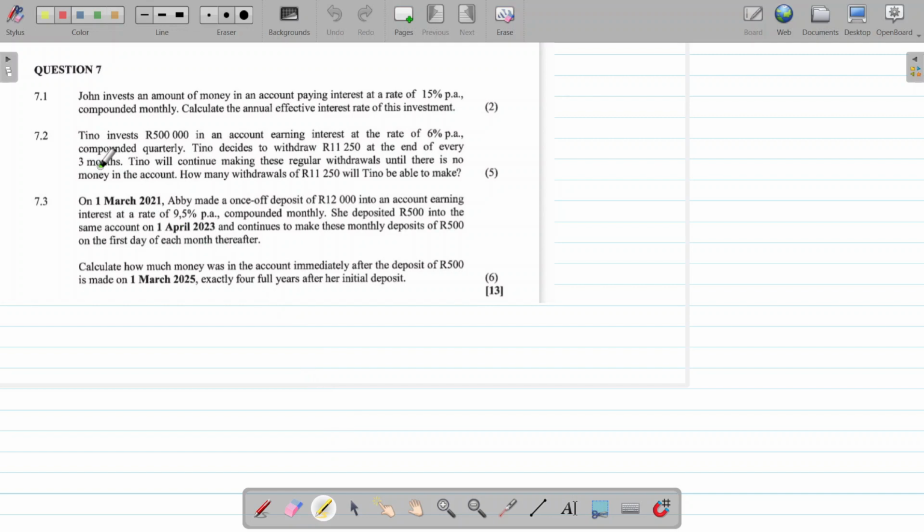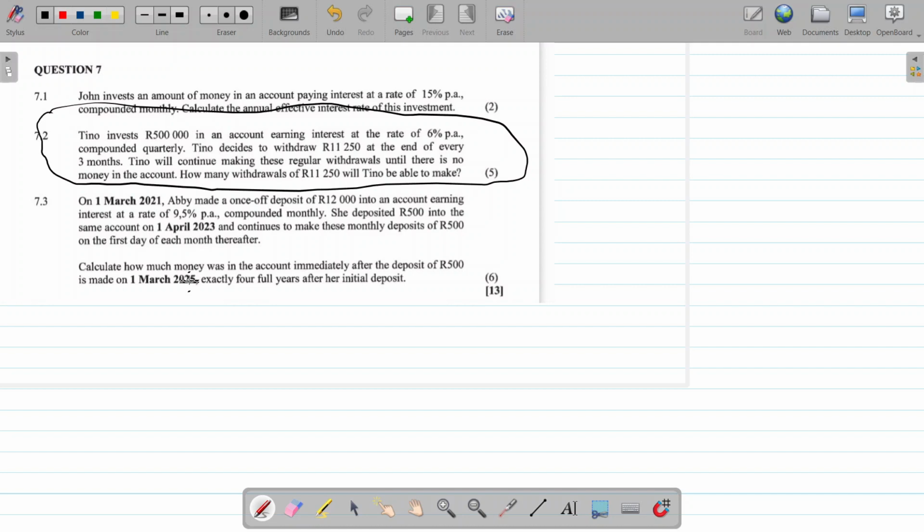And then the second question over here, we have 7.2, which says that Tino invests 50,000 in an account earning interest at the rate of 6% per annum, compounded quarterly. Tino decides to withdraw 11,250 at the end of every 3 months. Tino will continue making these regular withdrawals until there is no money in the account. How many withdrawals of 11,250 will Tino be able to make? So this looks like a withdrawal question, right? There are withdrawals happening over here.